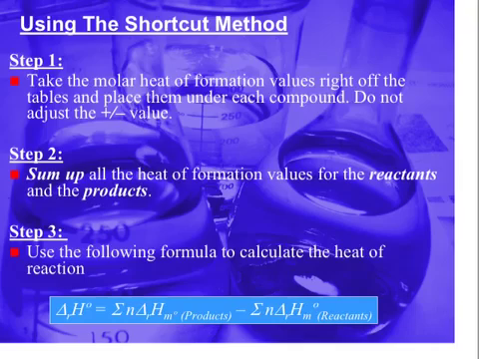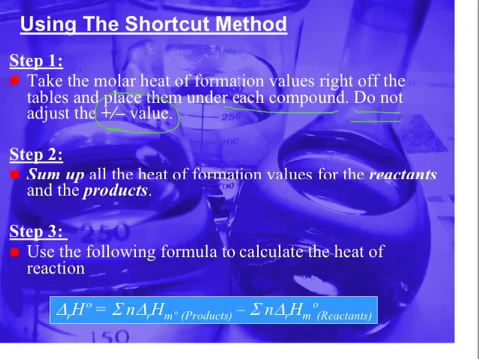Now that we've understood how we can use the enthalpy of formation and the enthalpy of decomposition to calculate the enthalpy change for any reaction, we can now come up with a shortcut method. The first step in our shortcut method is to look up all of the enthalpy of formation values for all of our compounds, both reactants and products. And we'll write them underneath each of the compounds in our chemical equations. And we're not going to adjust the positive or negative values.